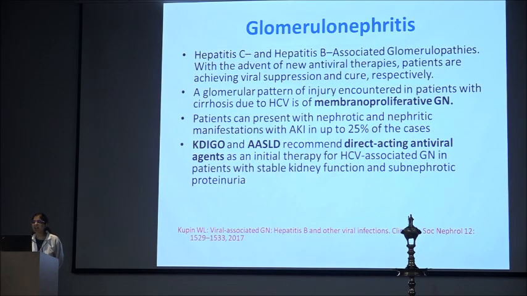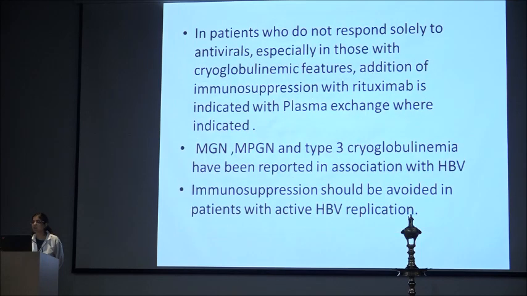Glomerulonephritis: hepatitis C and hepatitis B associated GN, as we've discussed, lead to MPGN, that is membranoproliferative GN. KDIGO and AASLD guidelines both recommend direct-acting antiviral agents for these patients. But patients who are having cryoglobulinemic flares should be given rituximab along with plasmapheresis.